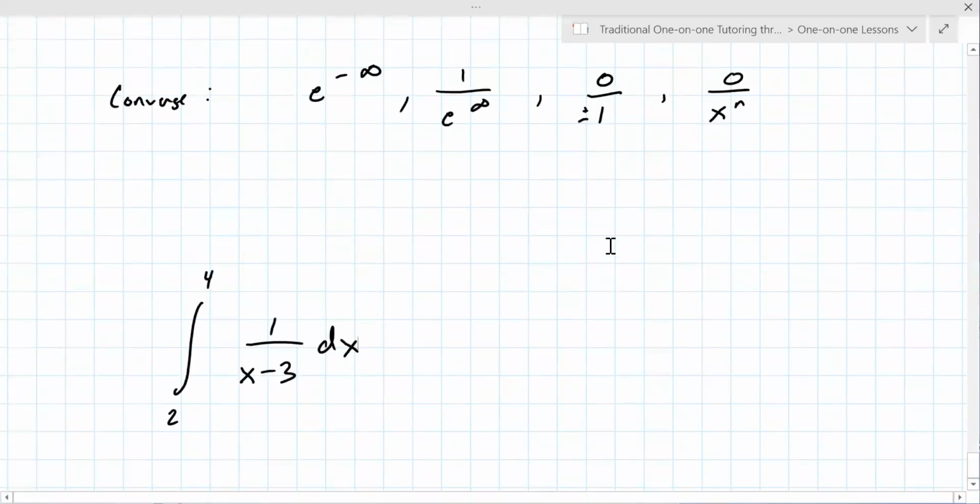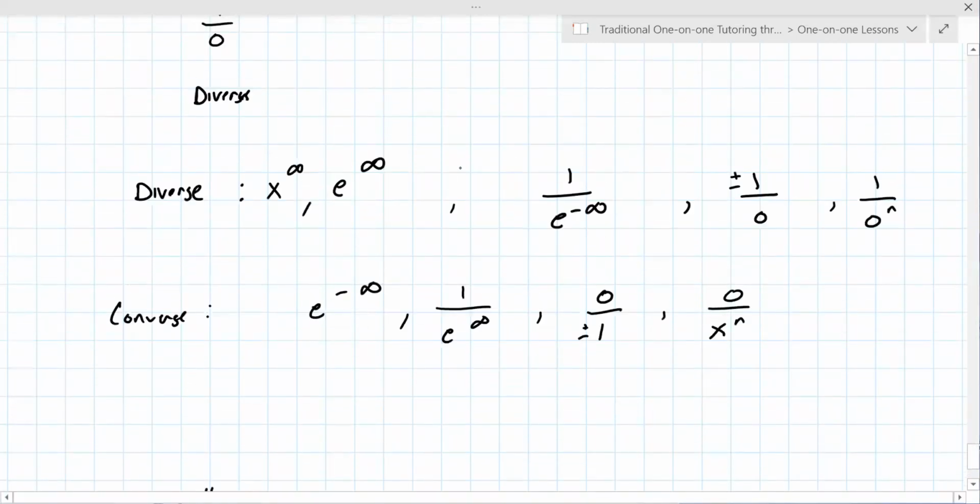That just reminded me of another one. You know, natural log of infinity. That's another one you might see. That also diverges.